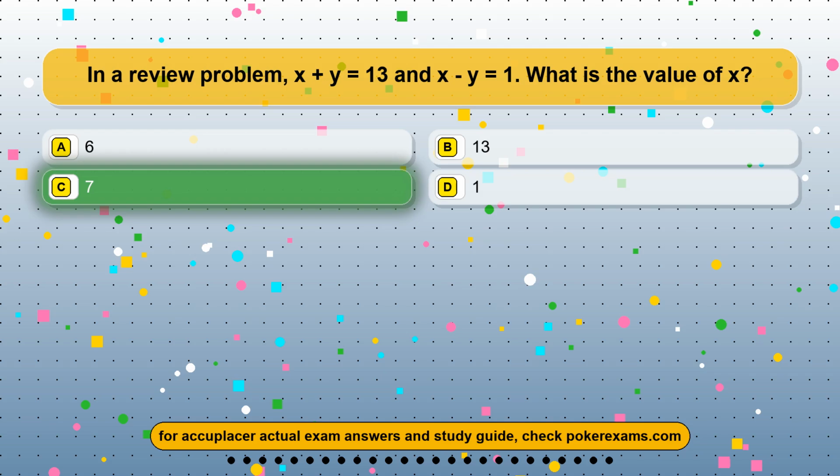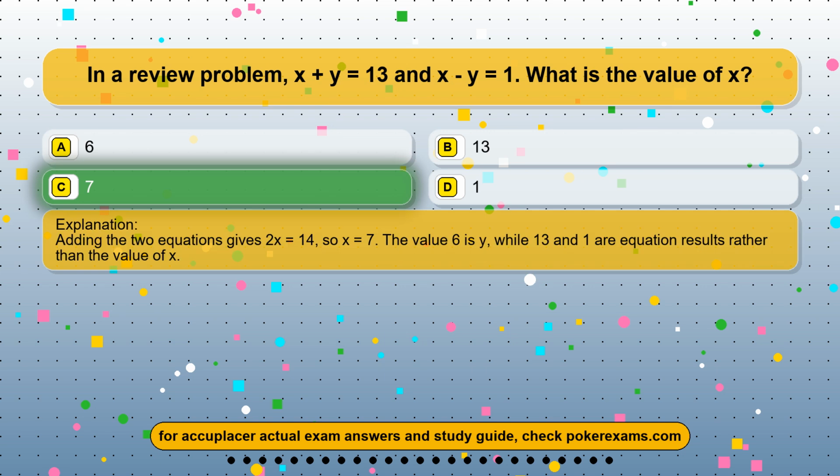The correct answer is option C, 7. Adding the two equations gives 2x equals 14, so x equals 7. The value 6 is y, while 13 and 1 are equation results rather than the value of x.